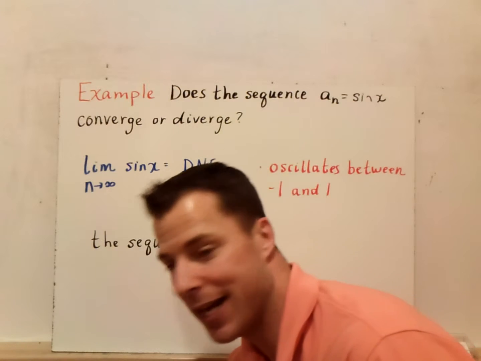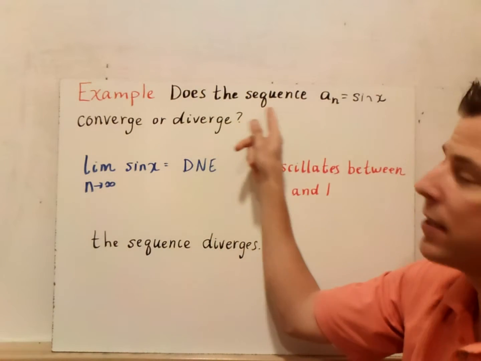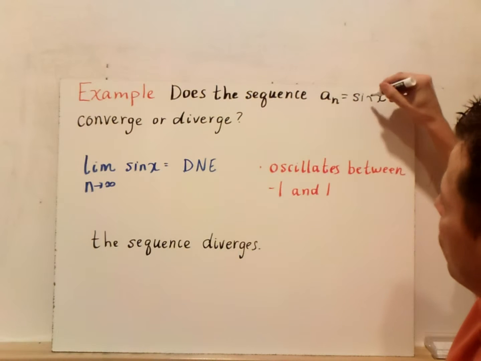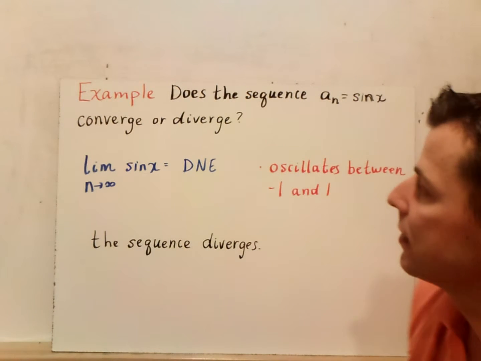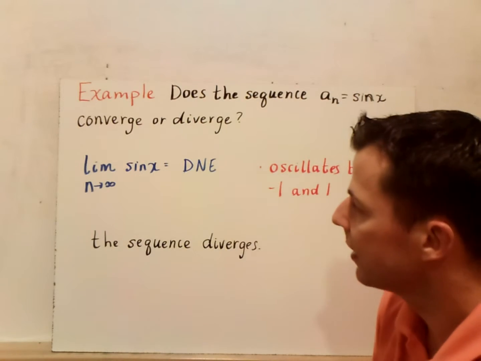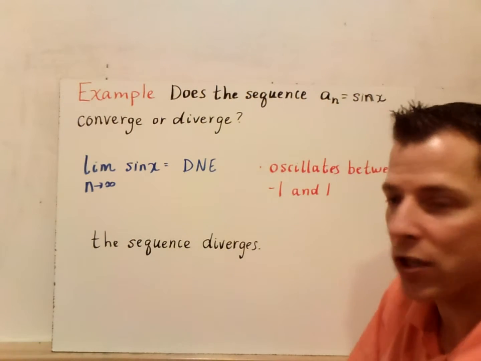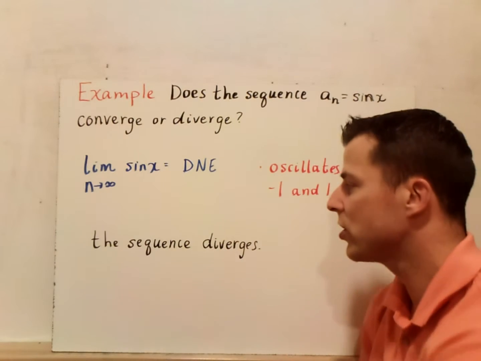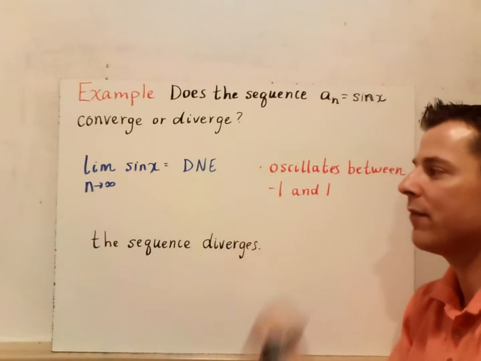All right, last example here. Does the sequence a sub n equals sine of x converge or diverge? Now, this one also oscillates, but if you think about the sine function, it's going to oscillate between negative 1 and 1, and it's never going to change. It's going to go all the way out to infinity and never change.